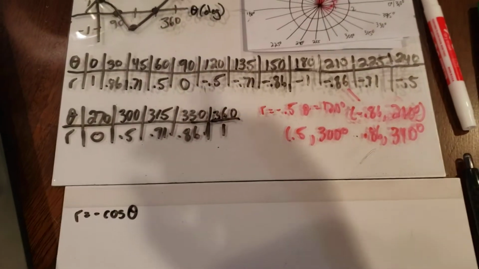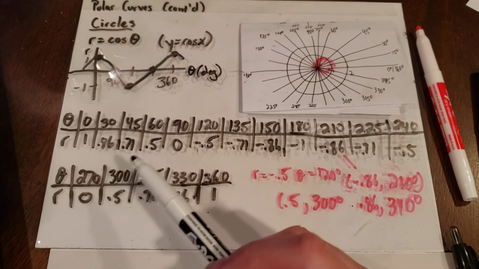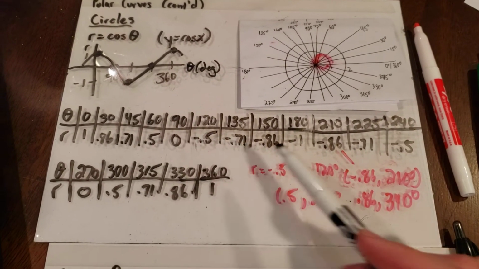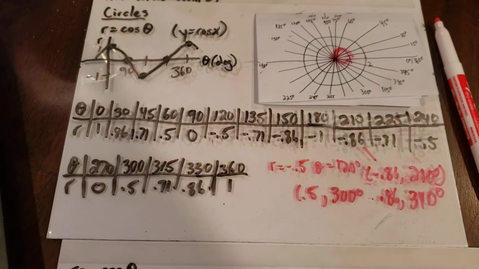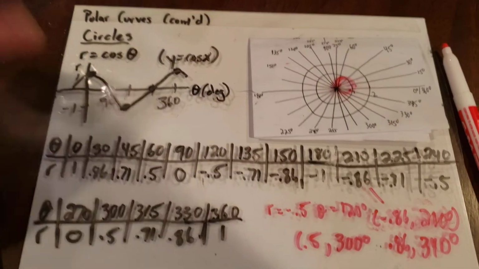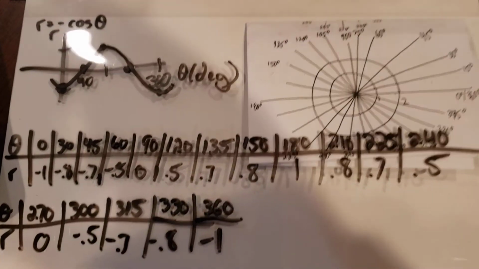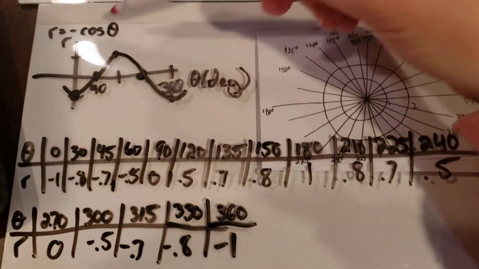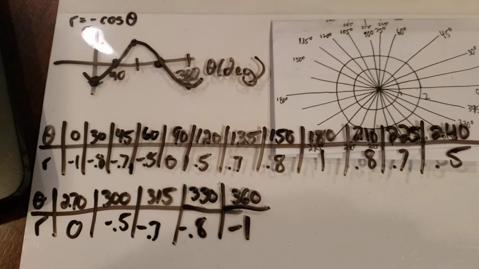which is a quick little manipulation of what we already have, because it just means we're taking all of these r values and multiplying them by -1. So this will be a quick table of values you should be able to make, as well as this graph for r equals negative cosine theta. So here's our table of values. Now we're going to sketch this polar curve on the polar coordinate plane and see what we get.